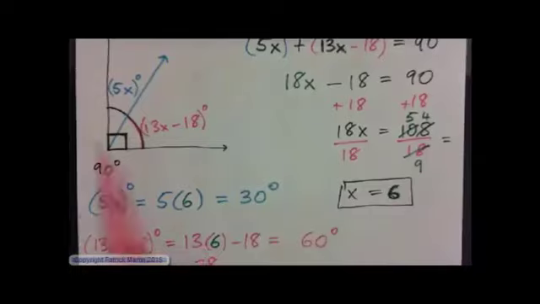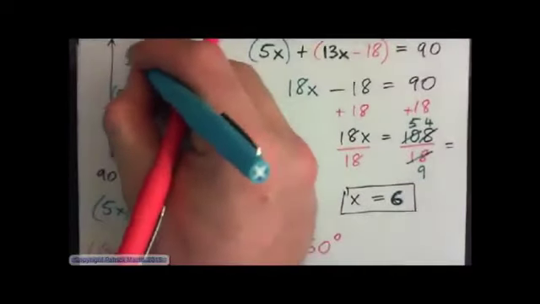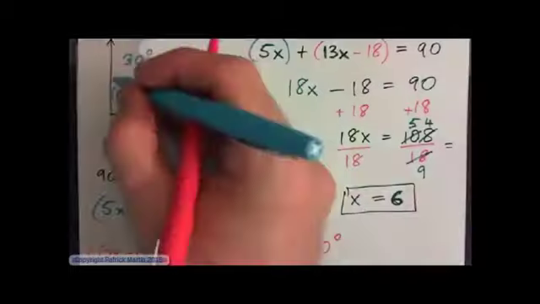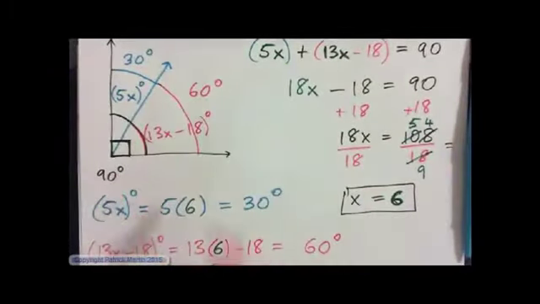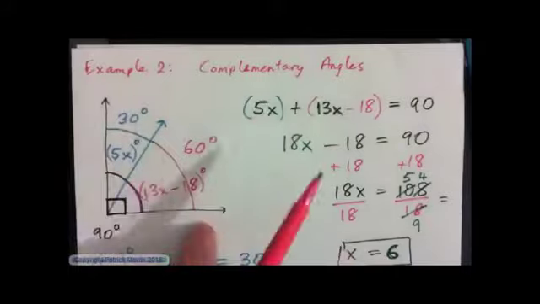Of course, 30 plus 60 would be 90. So this one was 30 degrees, and this one was 60 degrees, right? So 30 degrees from here to here, 60 degrees from here to here, and 90 degrees overall. Does that make sense? And these are called complementary angles. Two angles that add to give 90 degrees would be complementary angles, right?